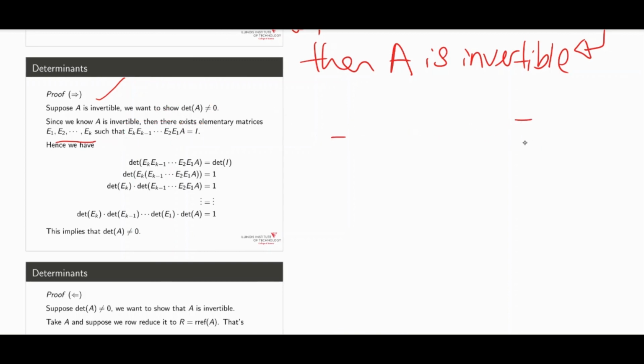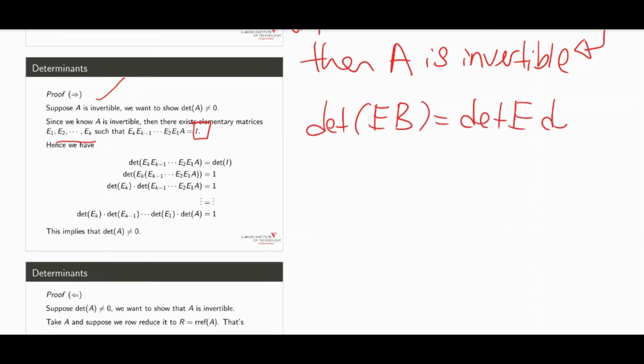Now let's take the determinant of this part and the determinant of this part. Obviously the determinant of the identity matrix is 1. Now remember the lemma, which we justified, though not a full proof. We know that the determinant of E times B is the determinant of E times the determinant of B if E is an elementary matrix.